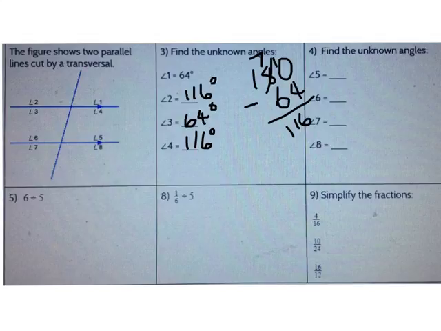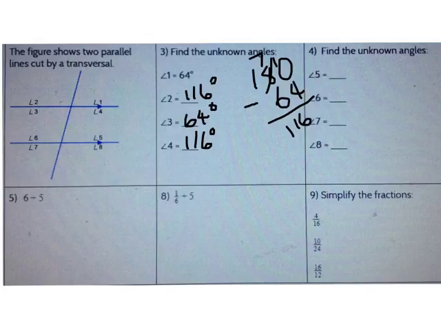Angle 3 is 64 degrees. It's vertical to angle 1, so it's equivalent. Angle 2 and angle 4 are both on a straight line with angle 1, so I can subtract 180 minus 64. The result is 116 degrees.